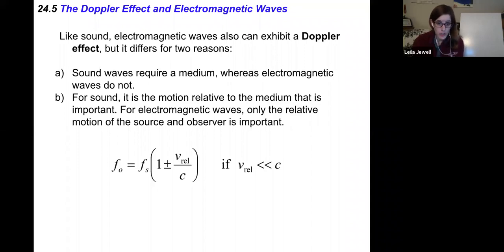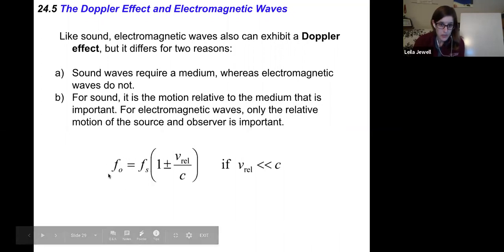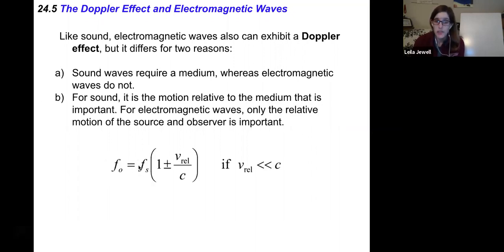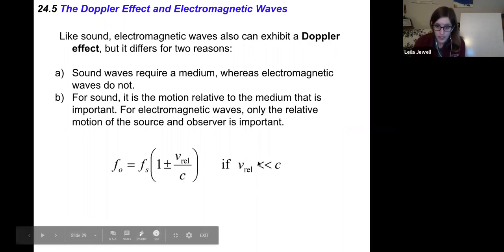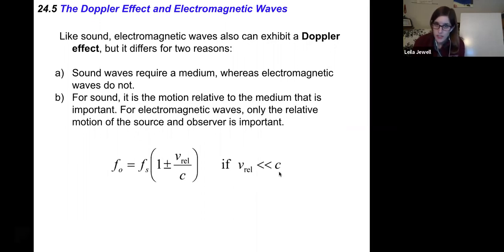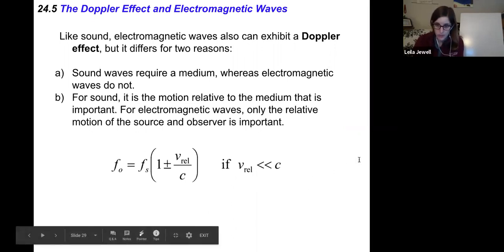And so our equation for electromagnetic waves is that the observed frequency, f sub O, is equal to the frequency of the source, f sub S, times the quantity 1 plus or minus v rel, the relative speed between the source of the light and the observer, over c, the speed of light. And this will apply as long as that relative speed is much, much less than the speed of light, which is going to be true in our everyday cases. If you start traveling really, really fast, you're going to need a more complicated equation than this.